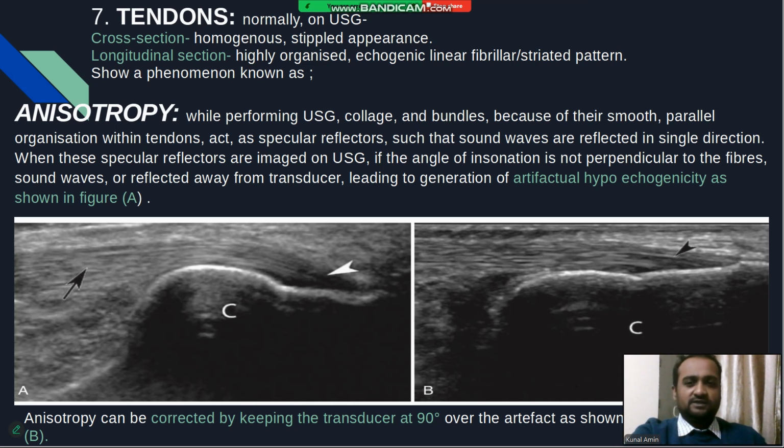When these specular reflectors are imaged on ultrasound, if the angle of insonation is not perpendicular to the fibers, sound waves are reflected away from the transducer, leading to generation of artifactual hypoechogenicity as shown in figure A. This can be corrected by keeping the transducer at 90 degrees over the artifact as shown in figure B.